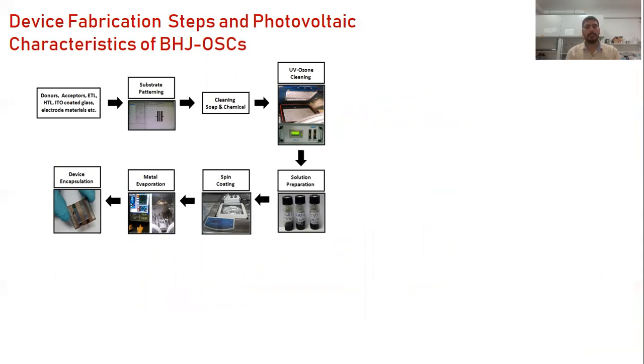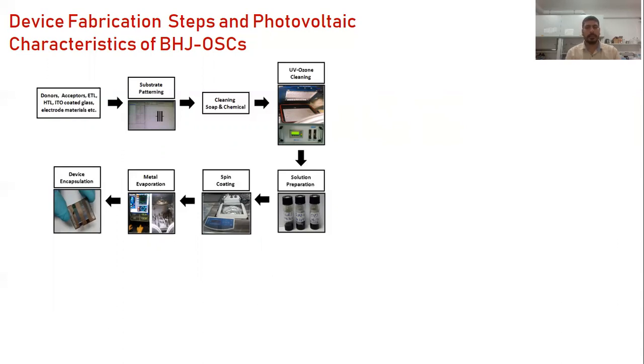Then we will go for a cleaning. First is a soap cleaning, then chemical cleaning. After that, we will go for a UV ozone cleaning. UV ozone cleaning is basically required to remove the organic impurities from the substrate and increase the wettability of the ITO substrate.